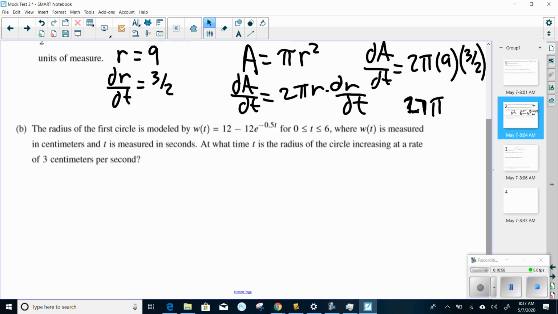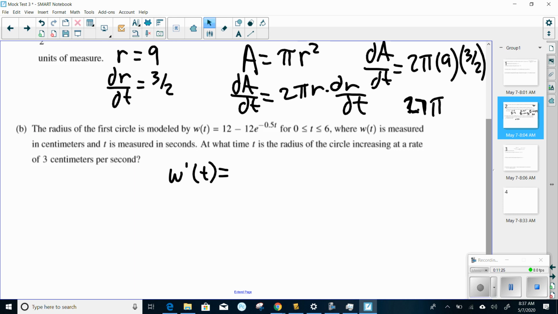Okay, anyway, part B. The radius of the first circle is modeled by that when t is between 0 and 6, where W(t) is measured in centimeters, t is measured in seconds. At what time is the radius increasing at a rate of 3 centimeters per second? Okay, so we want to find out when the radius is increasing by a certain amount. That means we want to find the rate of change or the slope or the first derivative. So that's where we're going to start, by finding the first derivative. So we're going to find W prime of t.